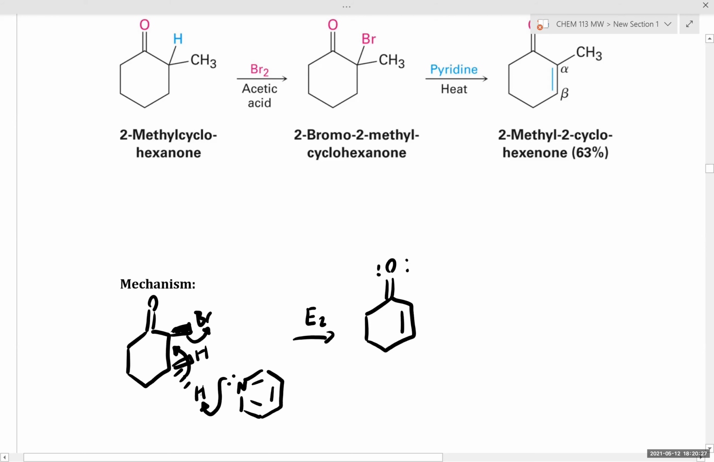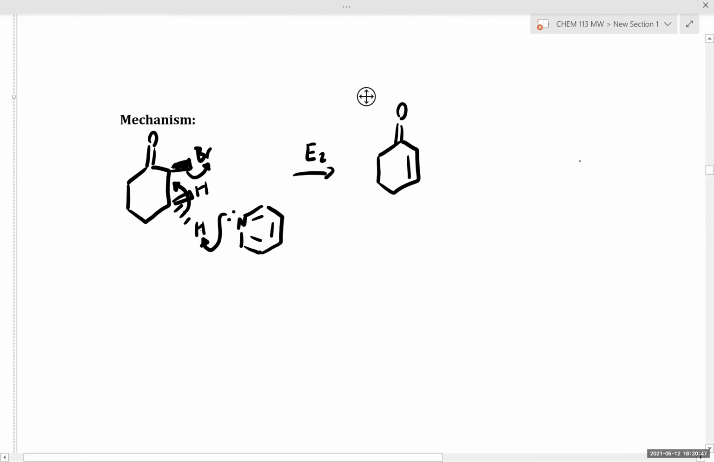Okay, so let's talk about one other aspect of this mechanism. The elimination of bromine in alpha bromoketones to yield an enone follows a typical E2 mechanism. That much is clear. Let's try to answer the question, why do we not see an E1 pathway? Why do we not see an E1 mechanism?